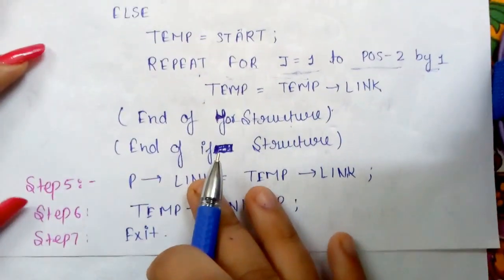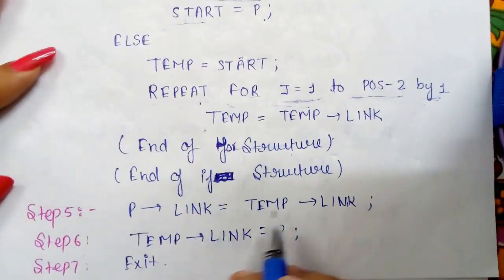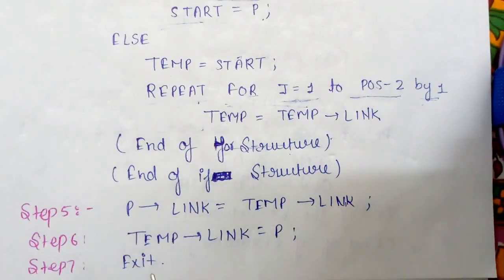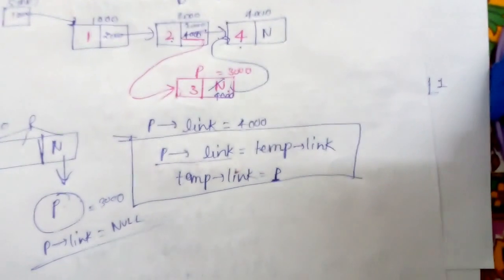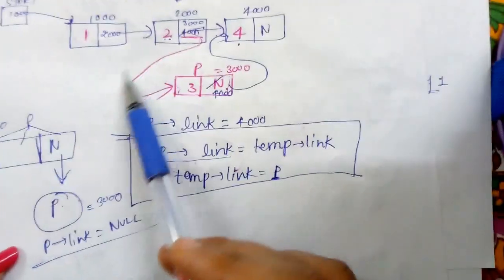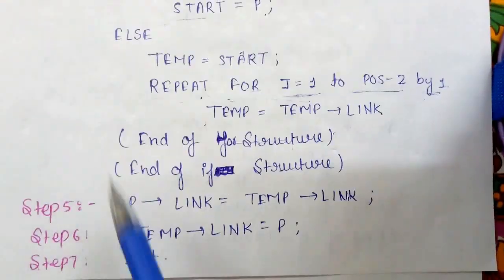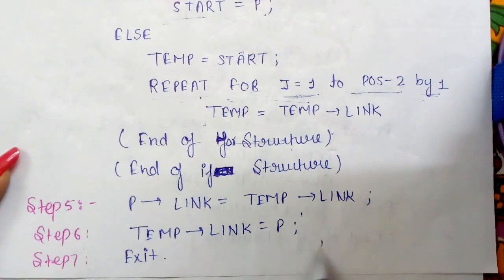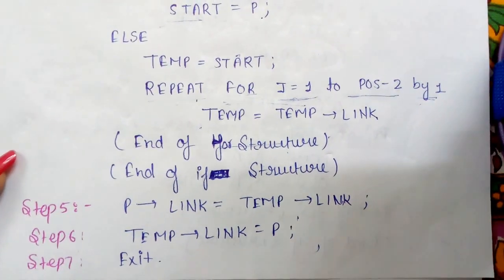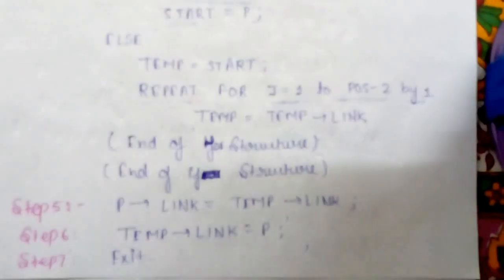Now I will do what? In the P link part I will place temp link, because I have to adjust two links here. In the P link part I will place temp link, and in the temp link I will place P. That is the way to insert a new node in the linked list.